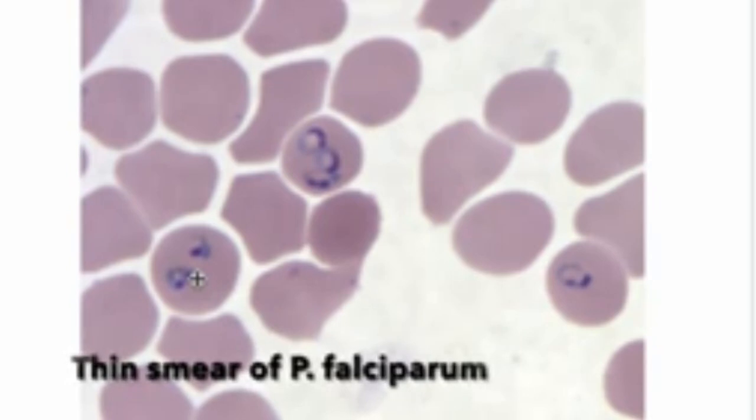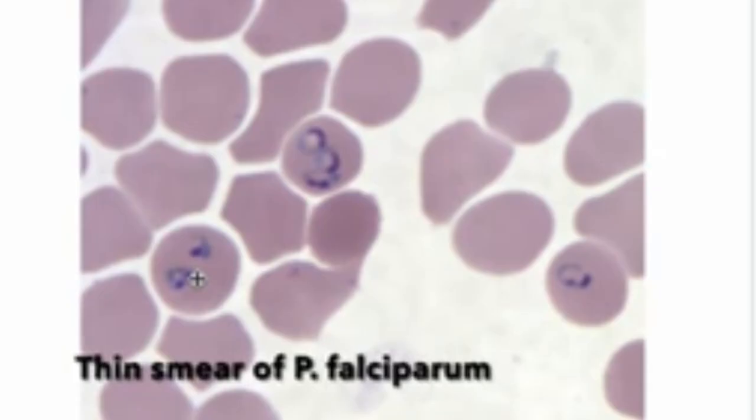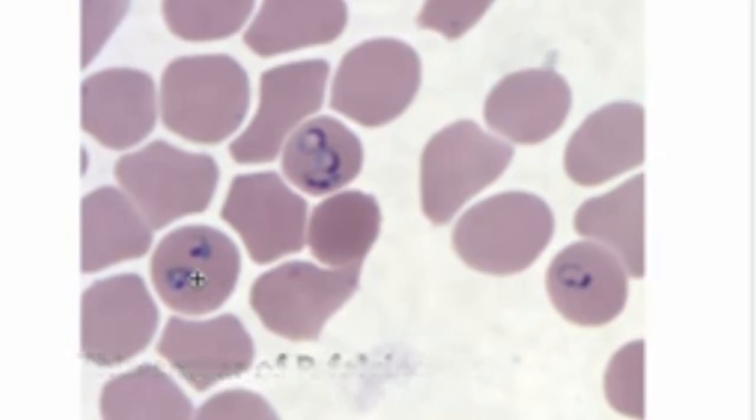So here's a look at what would be referred to as a ring stage or early trophozoite. And so what you see are these darkened chromatin dots of P. falciparum as it would appear in a thin smear. And in this, you're really interested in the parasites inside the red blood cell. You don't really care about the ones that may be outside, so that you can speciate as well as take note of the parasitemia, which is the number of parasites in the red blood cell.